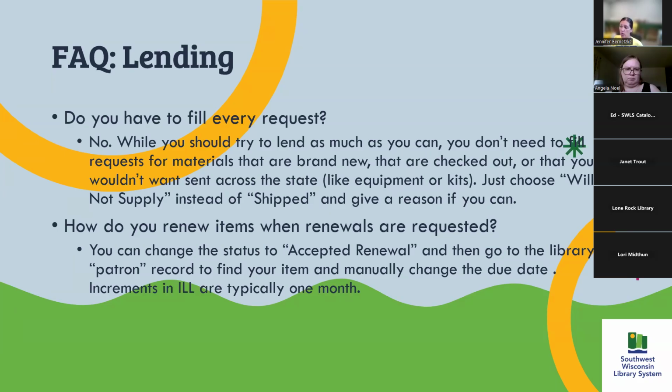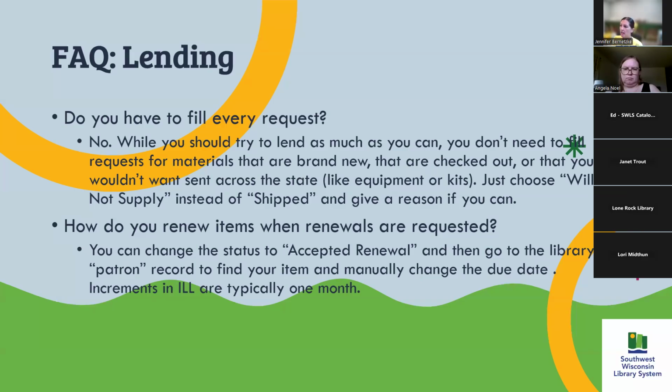You might get a request for something that you don't want to send across the state, like a violin. You can just choose will not supply instead of shipped. Give a reason if you can. So if it's in use, there's one called in use on loan. If it's too new, you can say will not supply. You could omit the reason, but in the lender notes, just say too new.